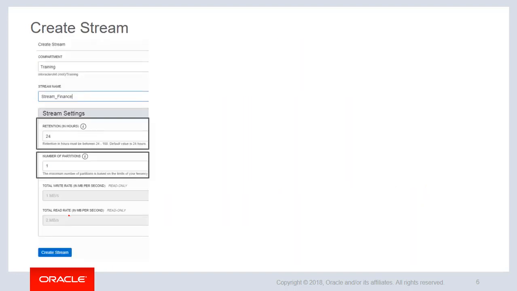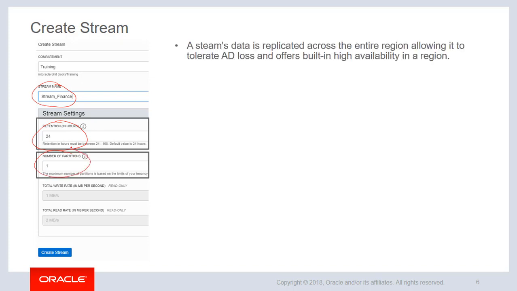So how do you create a stream? And we'll actually do this in the console. It's a very simple process to create a stream. Takes literally a few seconds. You provide the stream name, you provide the retention period in hours, and then you provide the number of partitions, and that's it. You provide these three values and you can create a stream.